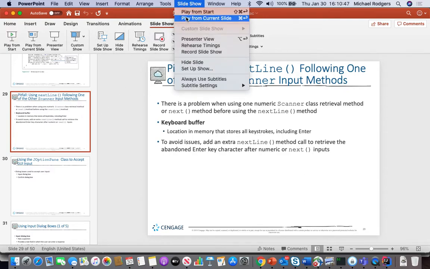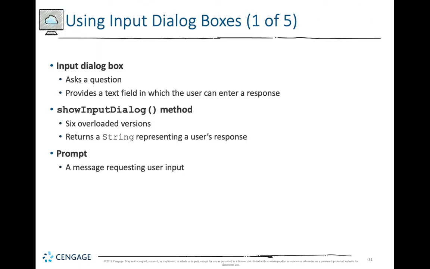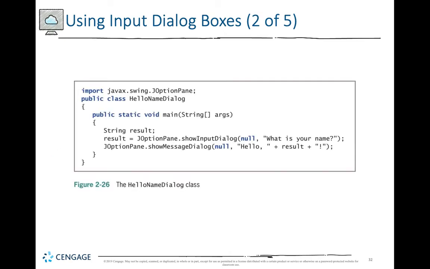Let's see here. Dialog boxes. Accept input through a dialog box and confirm input. The one that I jumped ahead of and was showing you was the JOptionPane. And with the JOptionPane, you have several different inputs you can use. You can use the show input dialog, show confirm, show message. There's a bunch of different options that you can use for the JOptionPane.